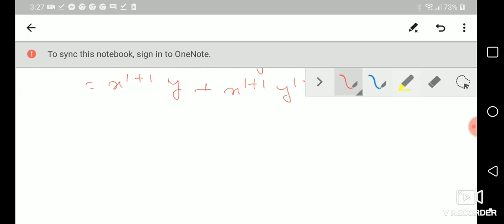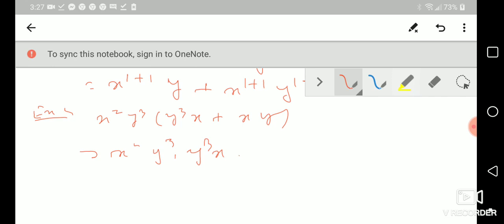Now let's look into another example. Let's say x^2y^3(y^3x + xy). Same thing, we'll simplify the equation: x^2y^3 · y^3x plus x^2y^3 · xy.